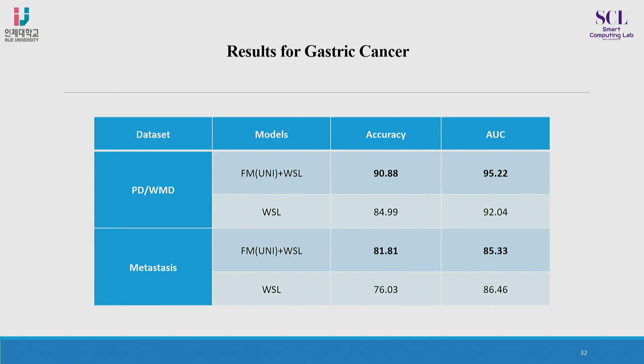And we also noticed this in metastasis classification, non-meta and meta. When we apply traditional and simple weakly supervised learning, the accuracy was 76. But when we integrate our foundation model, we got 81.81.